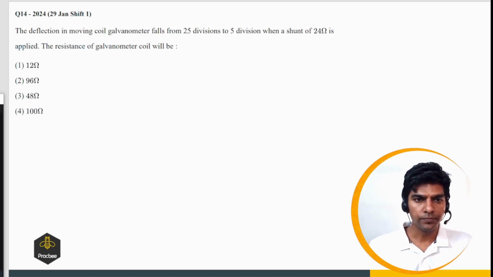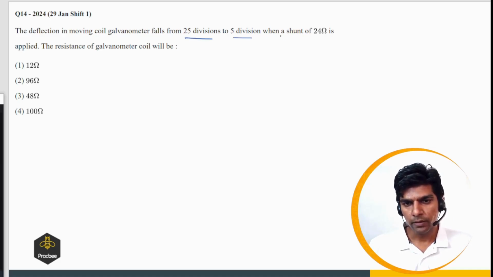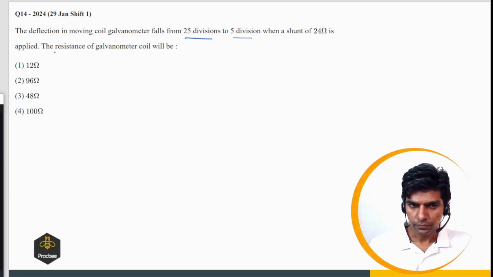Let us see another question. The deflection in a moving coil galvanometer falls from 25 divisions to 5 divisions when a shunt of 24 ohms is applied. The resistance of the galvanometer coil will be.